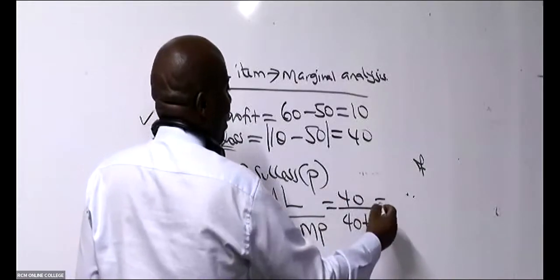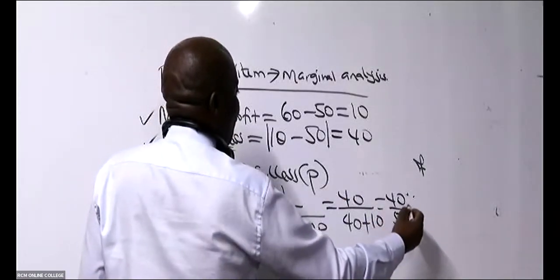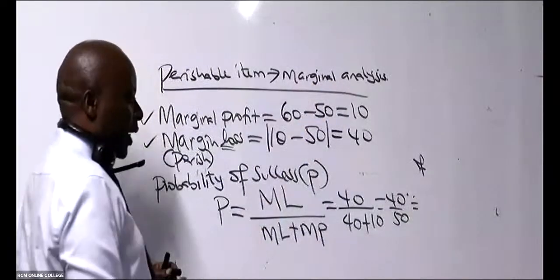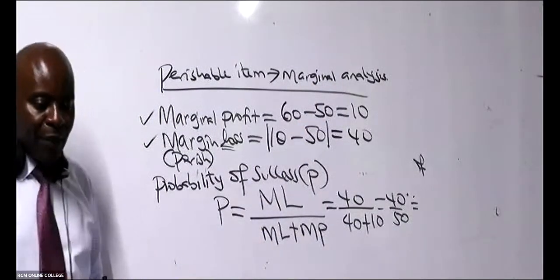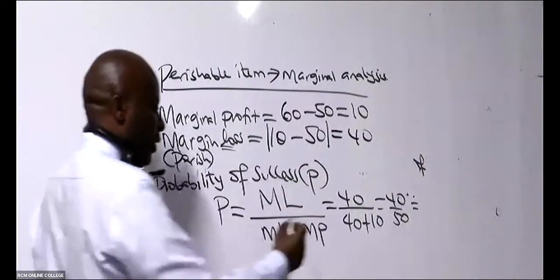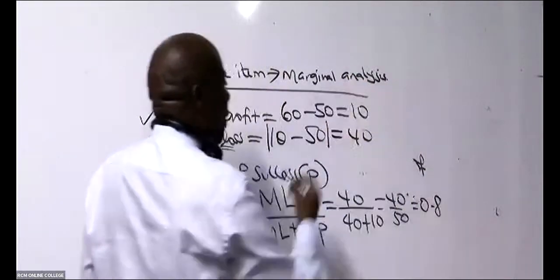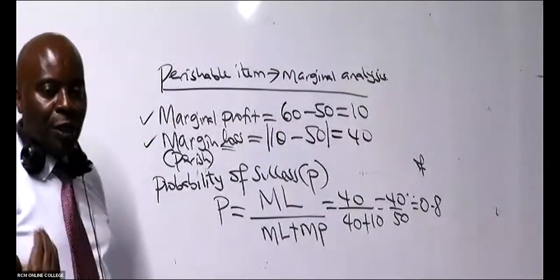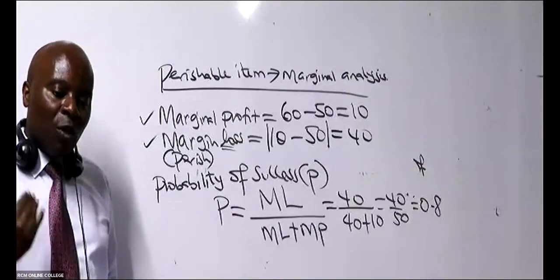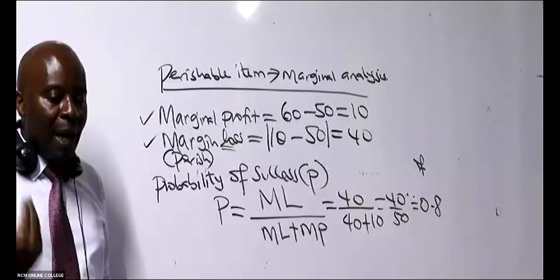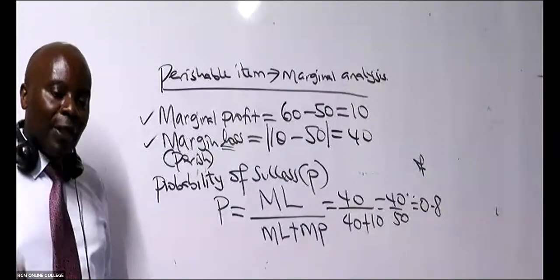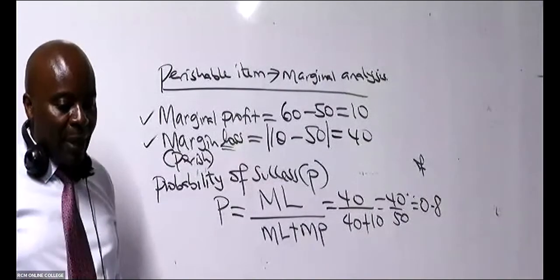So then this will be 40 over 50, which will end up giving us what probability? 0.8. So this gives us 0.8. Whenever it is a perishable good under inventory management, we shall always use what we call marginal analysis. It gives us marginal profit, and it gives us marginal loss.